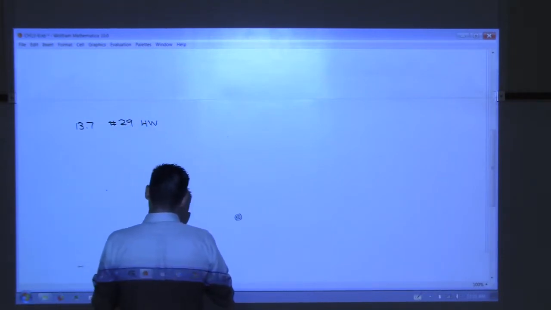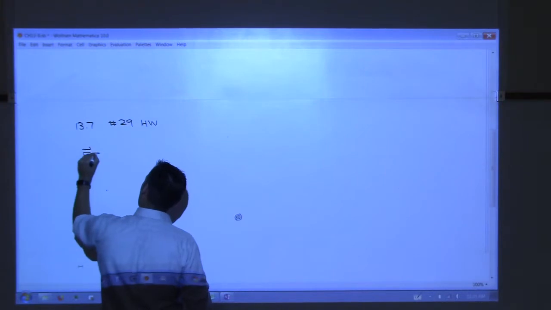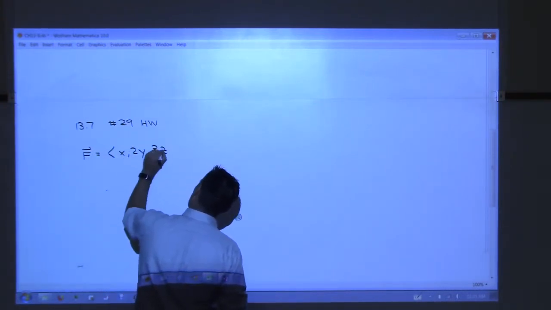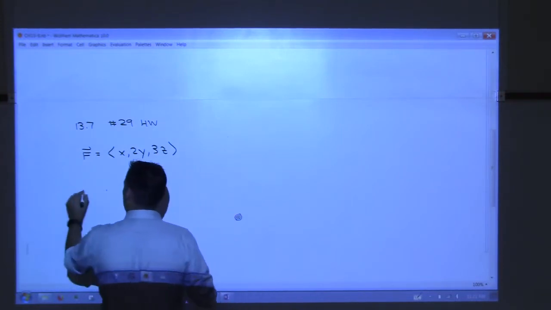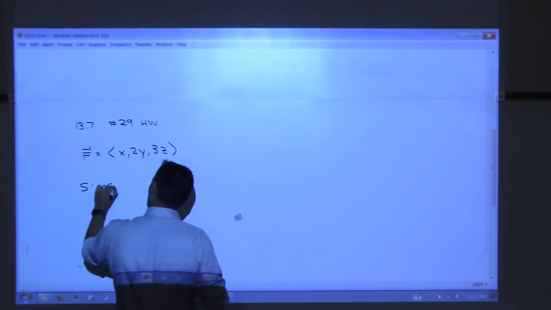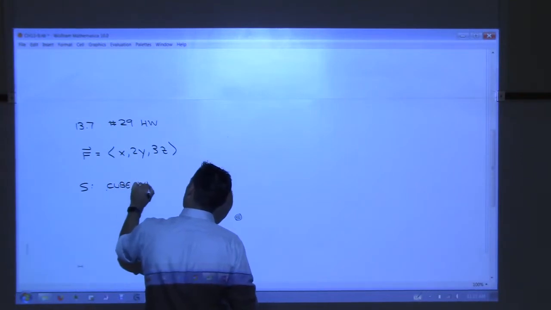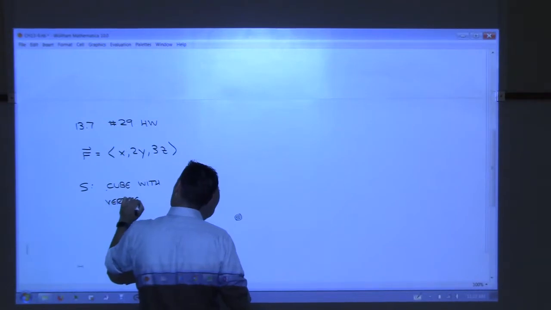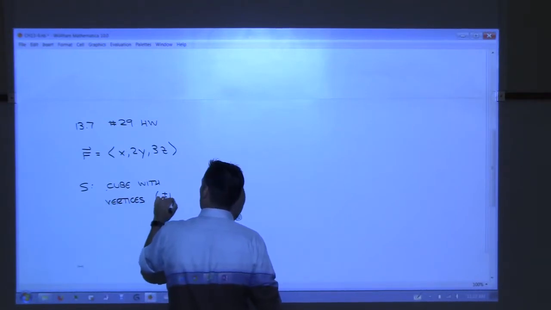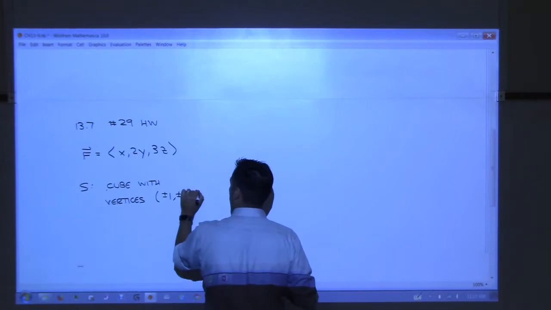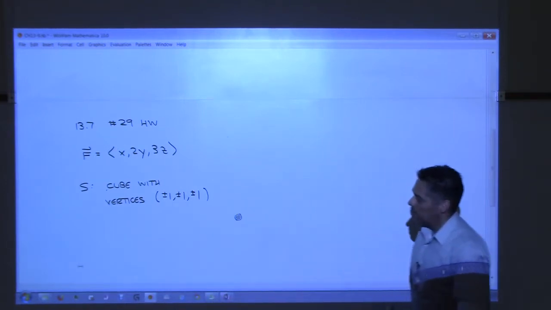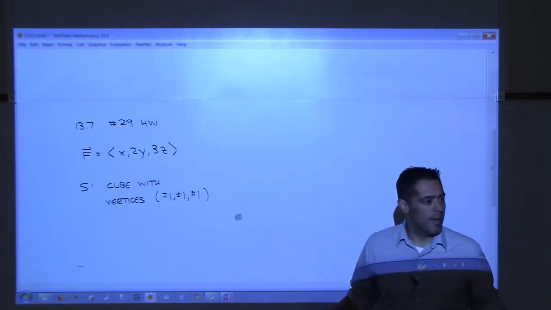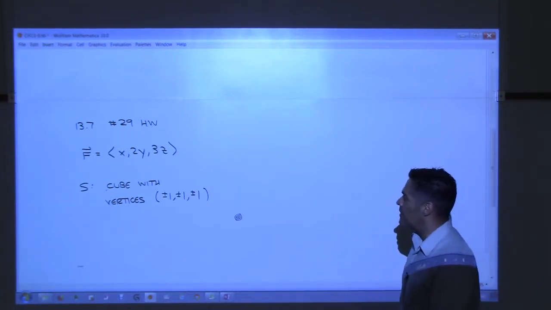They gave you a vector field, and the vector field was x, 2y, 3z, and they gave you a cube. Your surface S was a cube with vertices plus or minus 1, plus or minus 1, plus or minus 1. And they wanted you to calculate the flux. Okay? That's what they wanted. They wanted the flux through this surface.